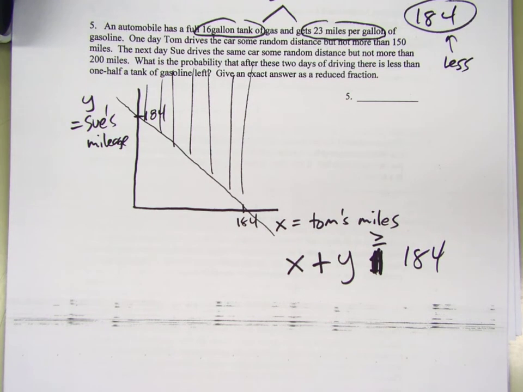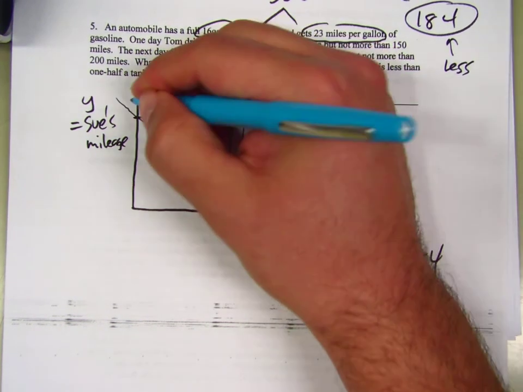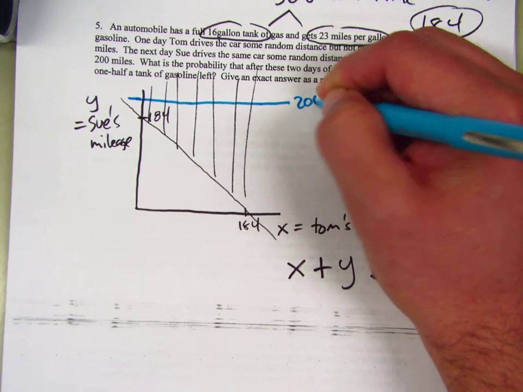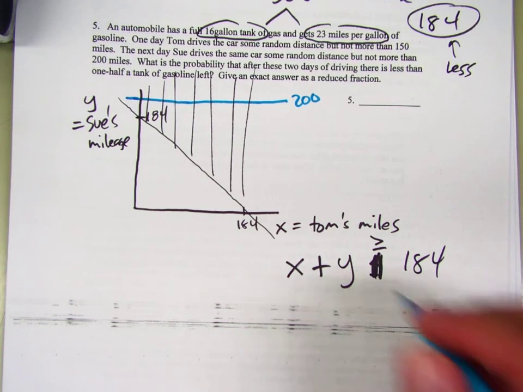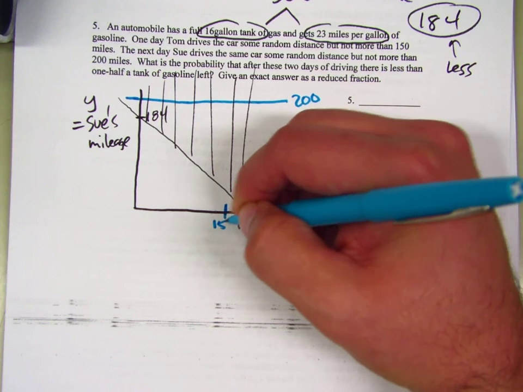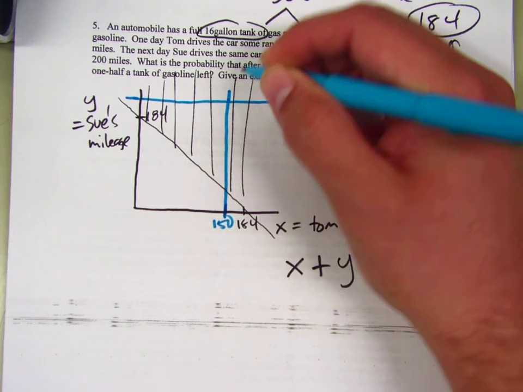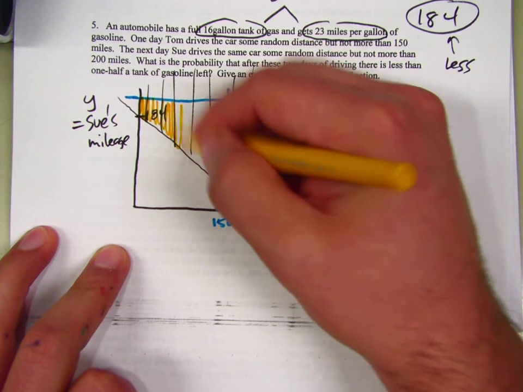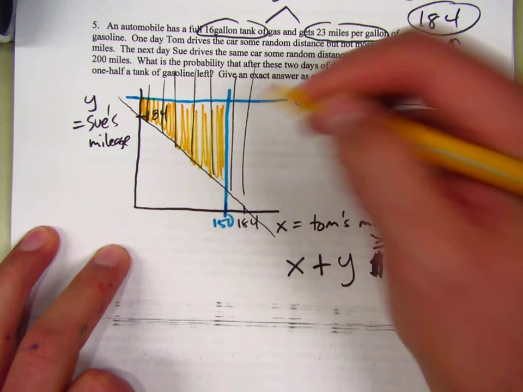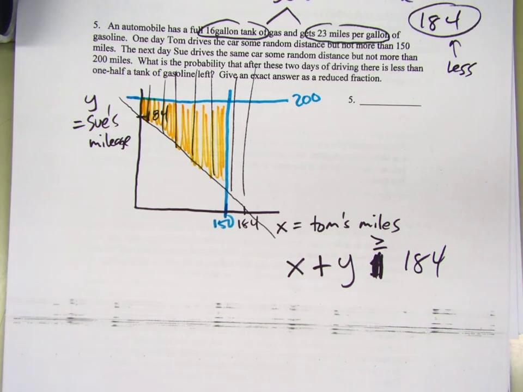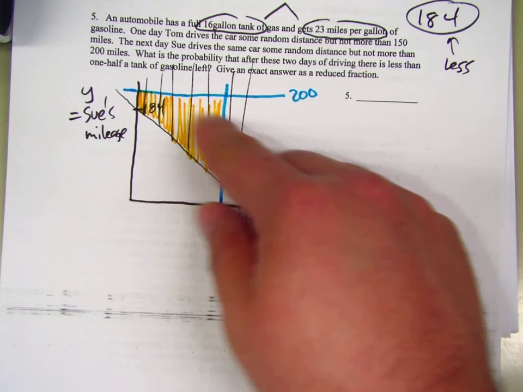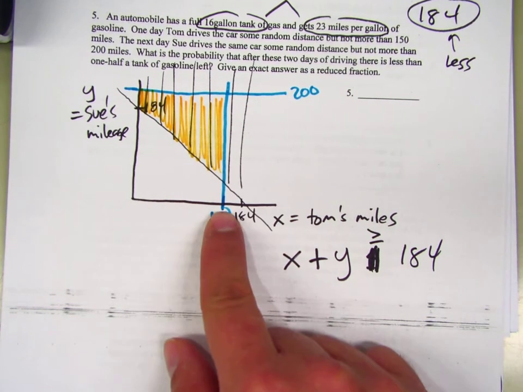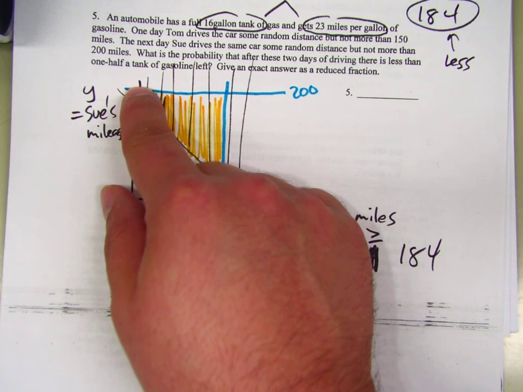Now, at most, what did Sue drive? 200. So at most, Sue drove 200 miles, and at most, Tom drove 150. And so you actually get that the success region is this trapezoid right here. The feasible region is this entire rectangle from 0 to 150 for Tom and from 0 to 200 for Sue.